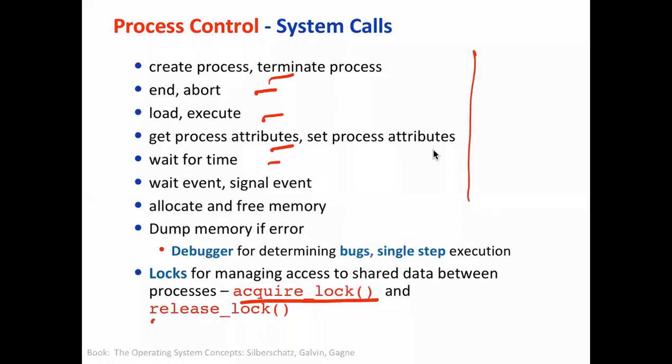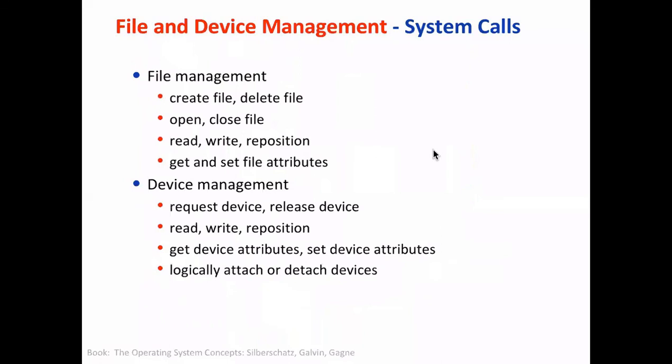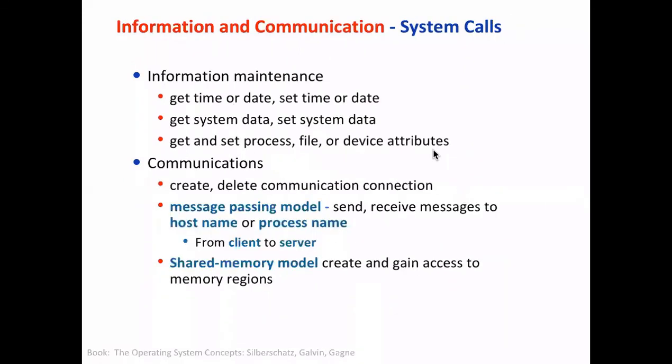Whatever the API, a lock internally uses a syscall, because even to create a lock, some hardware mechanisms are needed, like disabling interrupts during the time when the lock is active. We'll study that in detail. And then, of course, there are file management and device management syscalls.